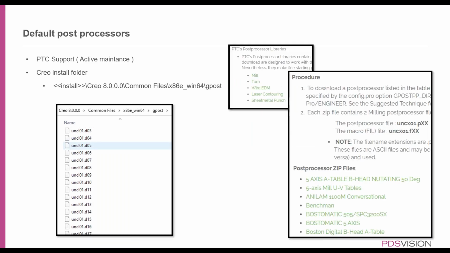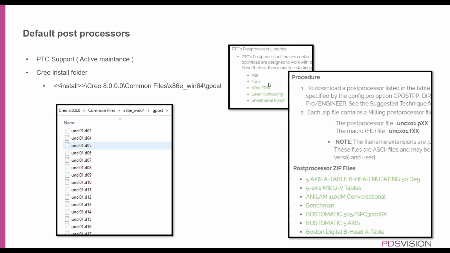Yeah, so this is the slide. I just wanted to put up there that there are some default post processors. If you go to the GPost central page, there are links that you can follow to download default post processors. There are a few molds, a few turns, wire EDMs, laser contouring, and sheet metal punch machines. So you can find those there.